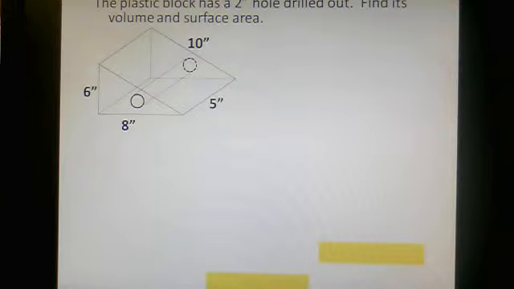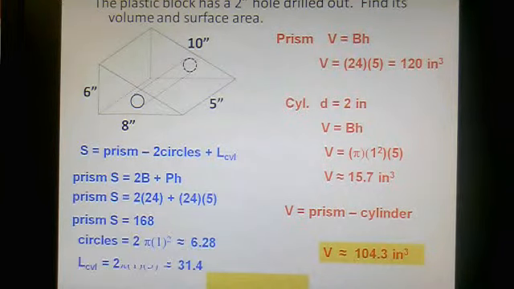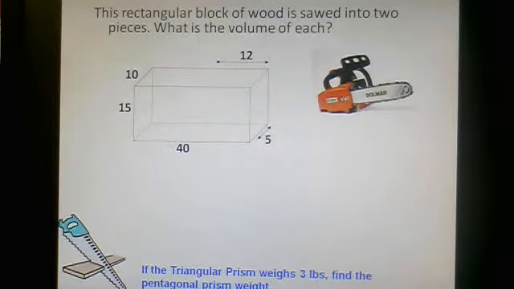It might be a good practice problem for the midterm or for the test on Friday or the final, but you don't have to do it. But that's what I got for a solution if you want to check that out on your own. And the same thing on the last one. You certainly don't have to do this one.